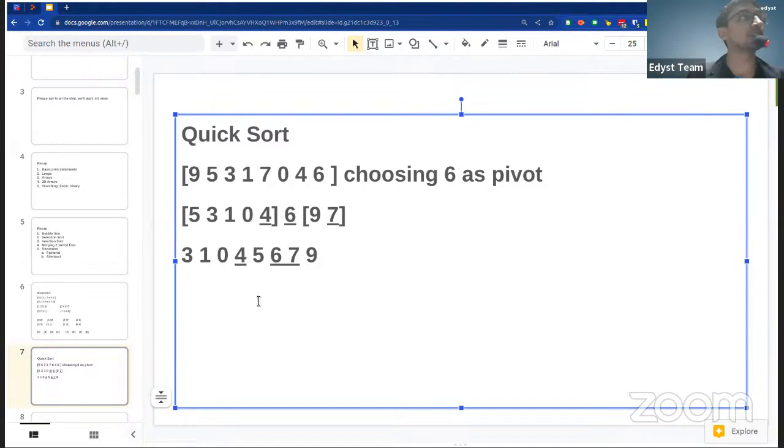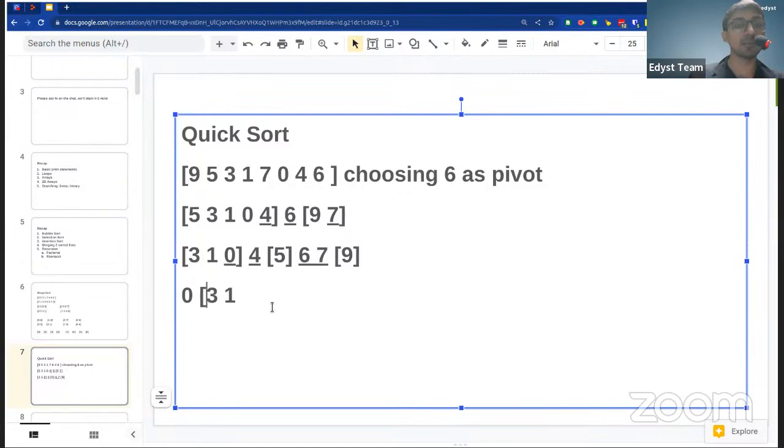Now after 4 reaches its correct position, you can say apply quick sort to 3, 1, 0 and apply quick sort to 5. Here also, applying quick sort to 6 has no point, it's already sorted. Apply quick sort to 9. When I apply quick sort to 3, 1, 0, what is the pivot? 0. Okay. So what will happen here? Are there any numbers less than 0? So 0 comes here and 3, 1 will come over here. 4 is in its correct position.